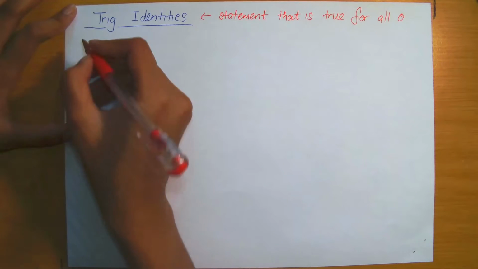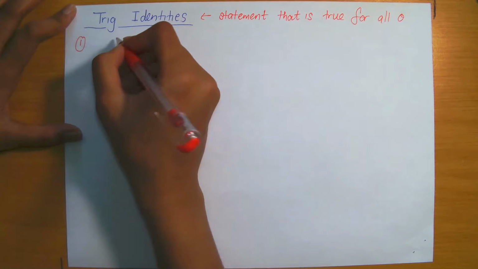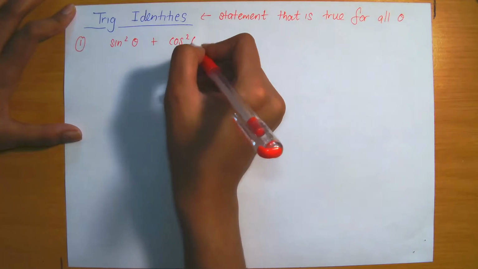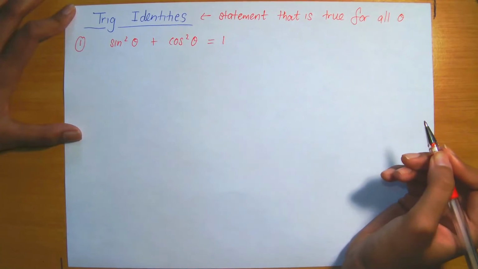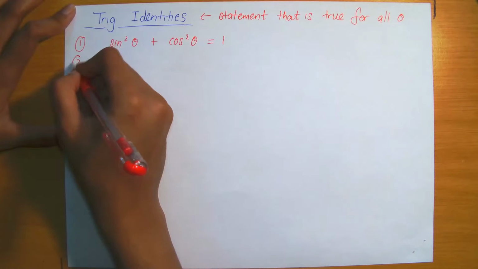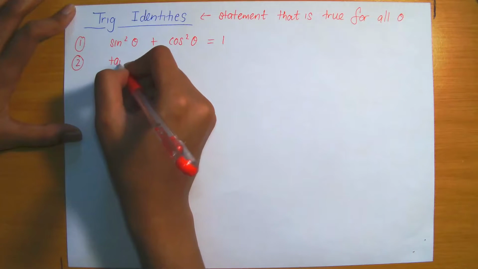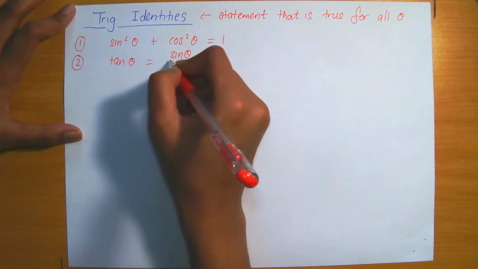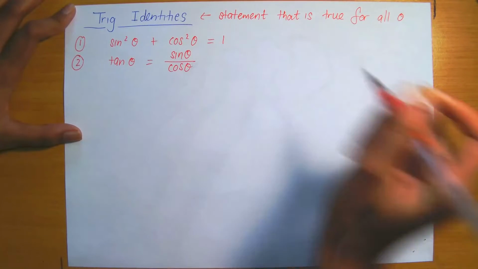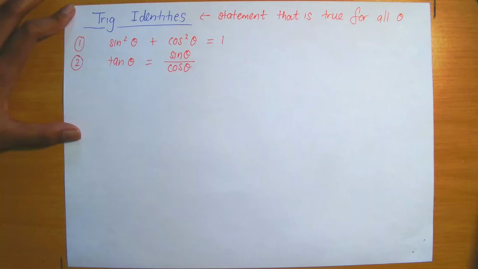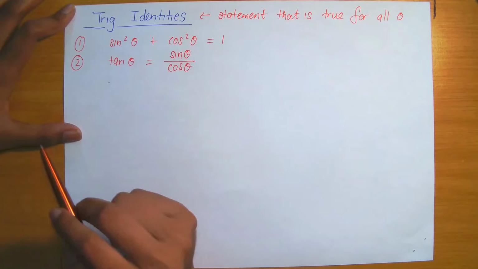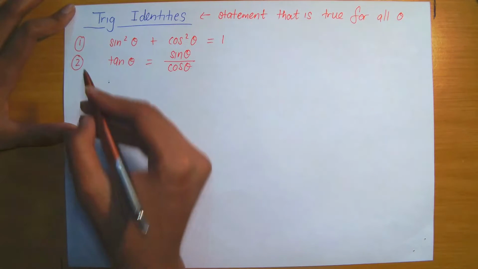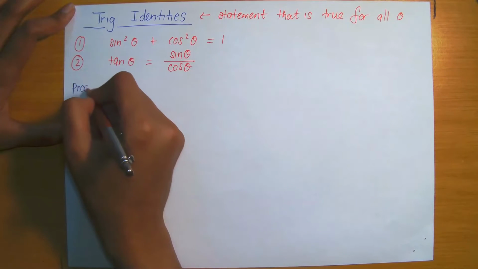Right, so the two common trig identities that you have to know and you are taught from grade 10 onwards are the following. The first says that sine squared theta plus cos squared theta equals 1. And the second identity is that tan theta is equal to sine theta divided by cos theta. Alright, so we are actually going to prove these two identities. In grade 11 and 12, you are actually required to know these proofs. Alright, so let's prove them.